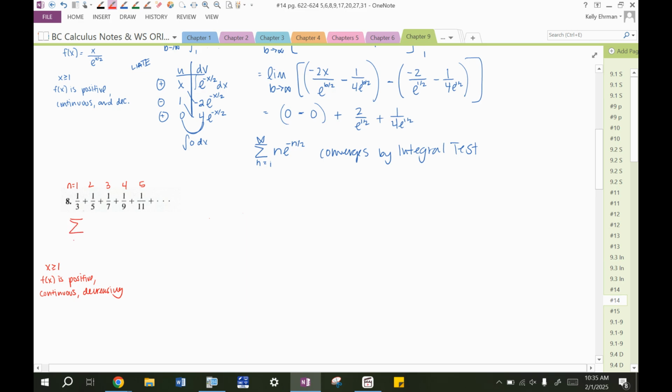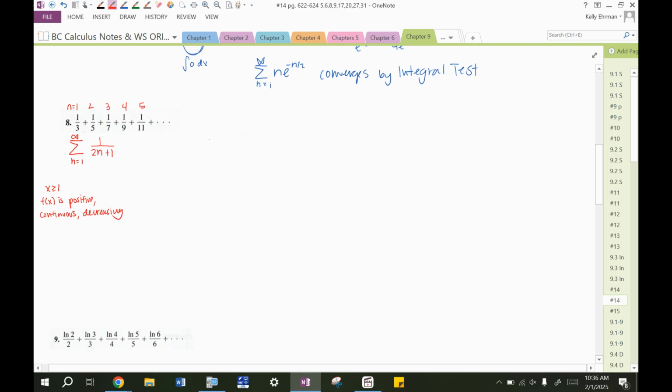So what is the pattern here? It looks like if I double the n and then add 1, I should get those numbers in the denominator, right? 2 times 1 plus 1, 2 times 2 plus 1, 2 times 3 plus 1, 2 times 4 plus 1, 2 times 5 plus 1. So this is 1 over 2n plus 1. All right, and again, this is not geometric. I can't split it into the difference of two fractions to make it telescoping. So we need to use the integral test where f of x is equal to 1 over 2x plus 1.